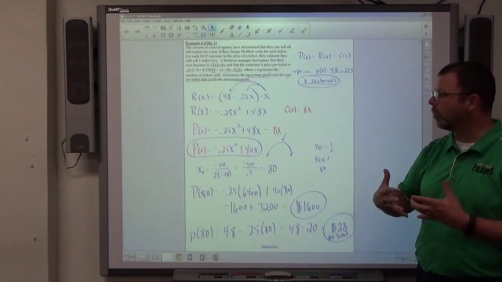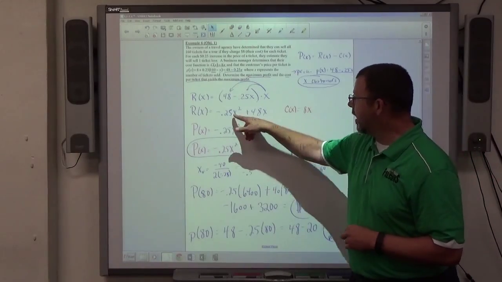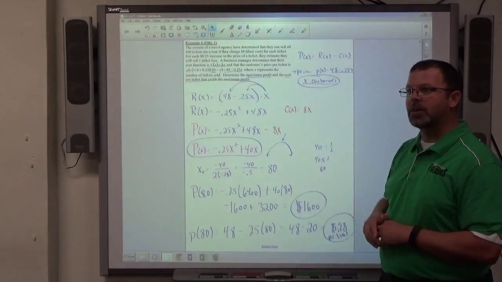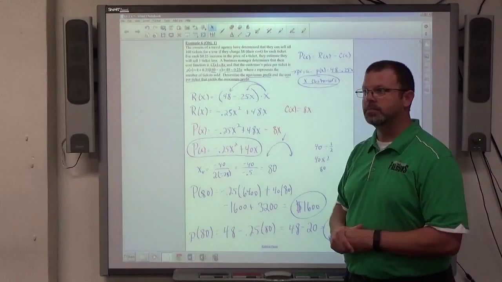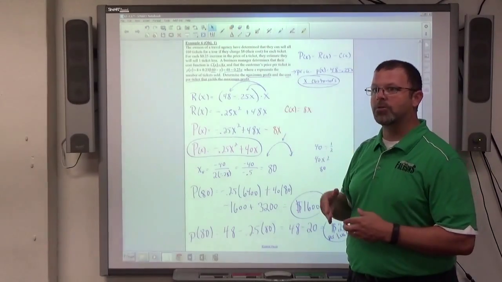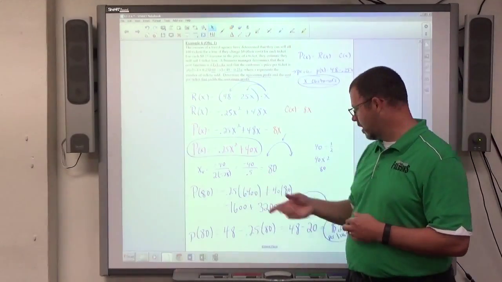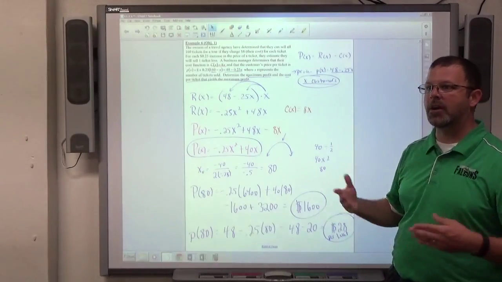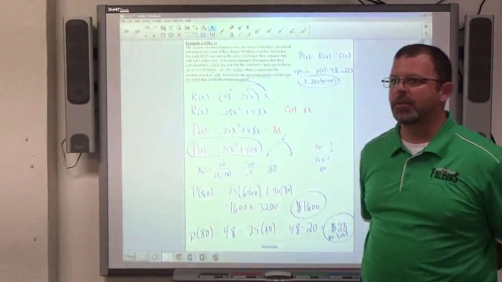Okay, the actual revenue, what they take in, if I put 80 in here, well, whatever 28 times 80 is would be the actual revenue. 8 times 80 would be the actual cost. 640 is the actual cost, so 2240 would be the actual revenue, but the overall profit is $1,600.